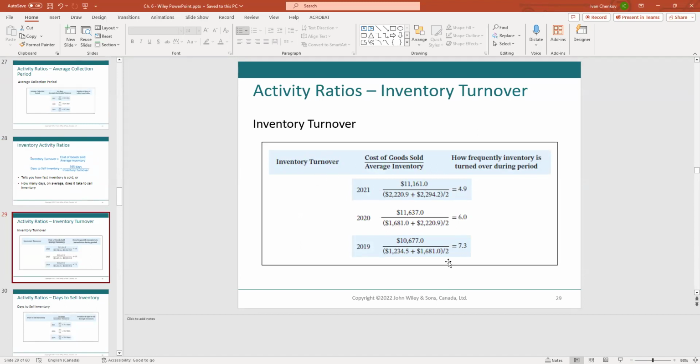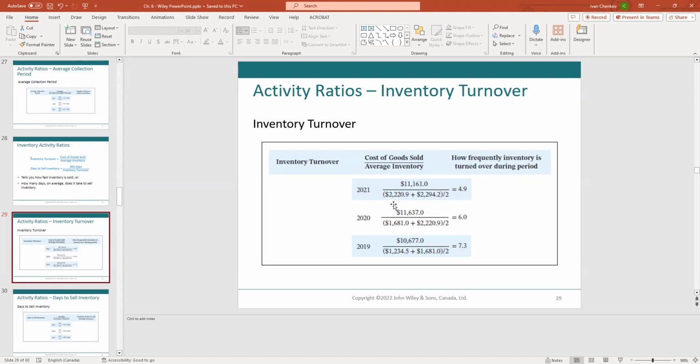So the inventory turnover went from 7.3 down to 4.9. Is this good for a company or bad for the company? Bad. How else can we see that it is bad for the company? How can we analyze it?